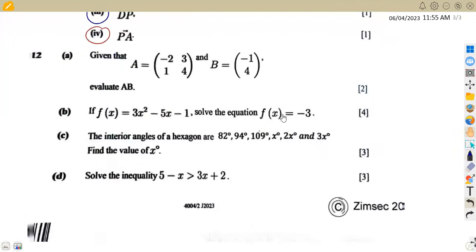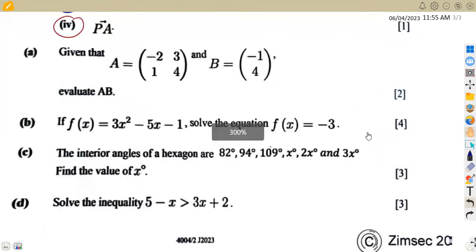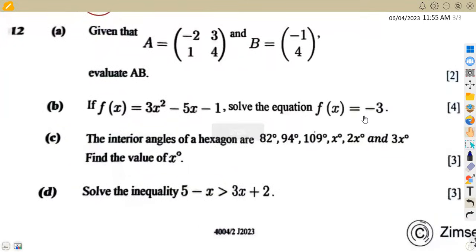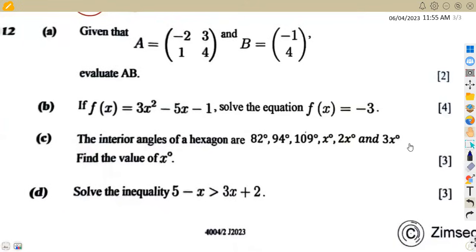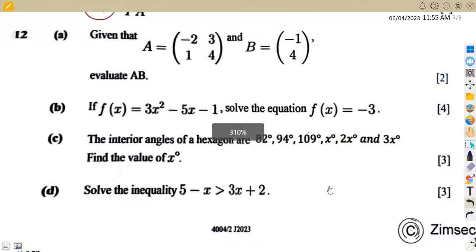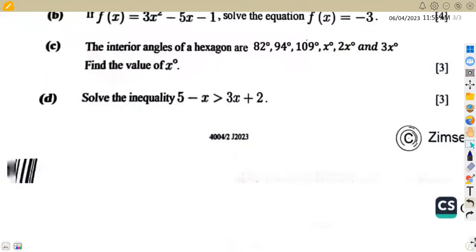Then question number 12, that was the easiest question if you had to answer. As for me, I was just going to opt for this one. We are given matrices. Find AB, that is the product of the given matrices A and B. So AB simply means matrix A times matrix B. Our matrix A was -2, 3, 1, 4, like this, times matrix B, which was -1, 4.